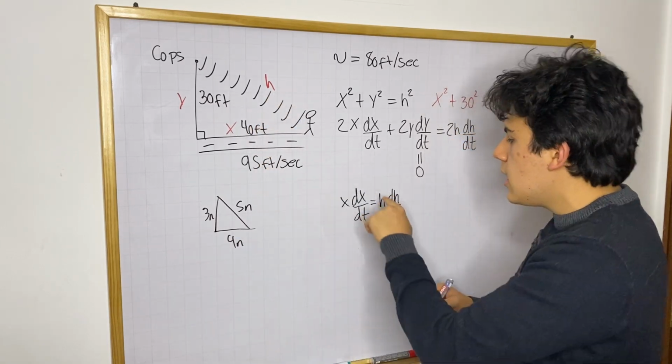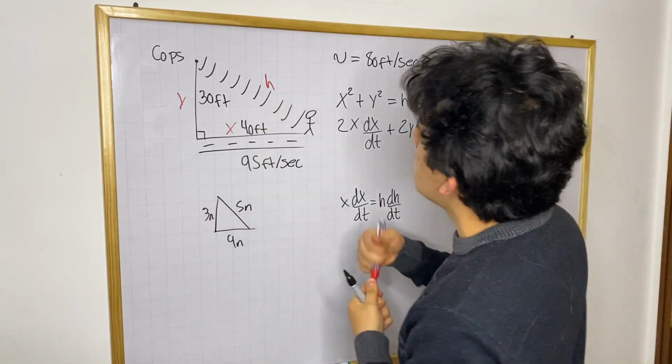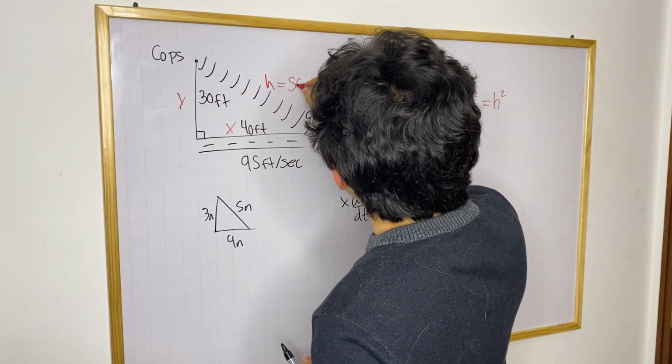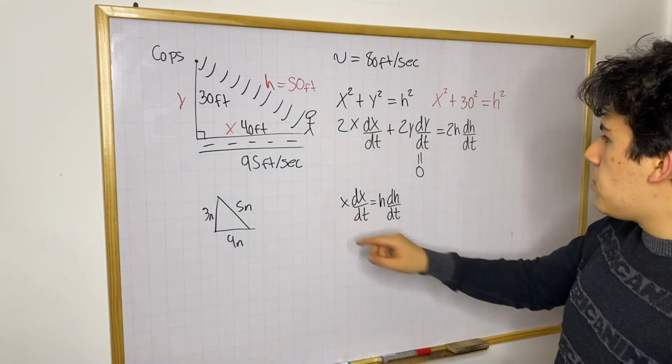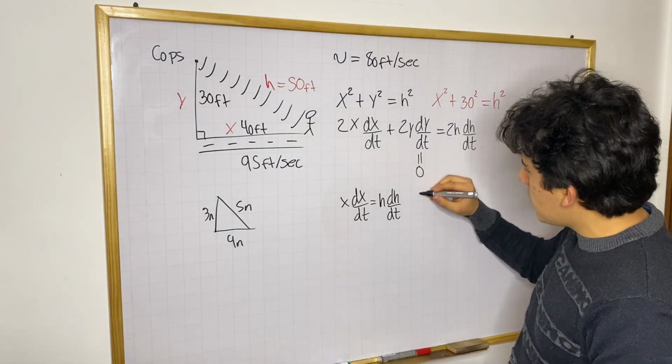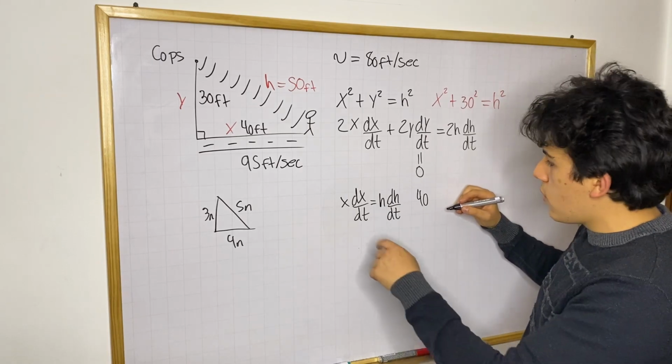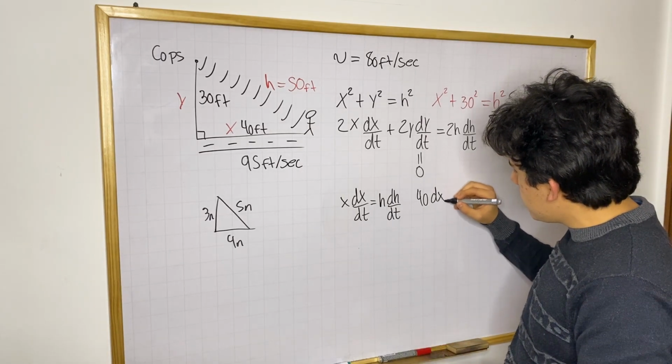So we know h is equal to 50. So let me write this here. We know h would be equal to 50, and this would be 50 feet, okay? Now we can plug the value for x. So I'm going to continue in here. We have 40 times dx/dt.